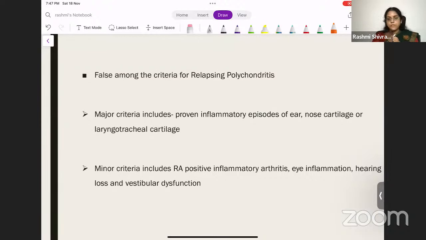Okay. Can any of you attempt? Which could be the false among this criteria for relapsing polychondritis? Right? Can any of you try it? I'll just give you 2 minutes so that all of you can try to attempt. Dr. Raghu says A. Can you tell me why it is A? Why do you think it is A? Option A.